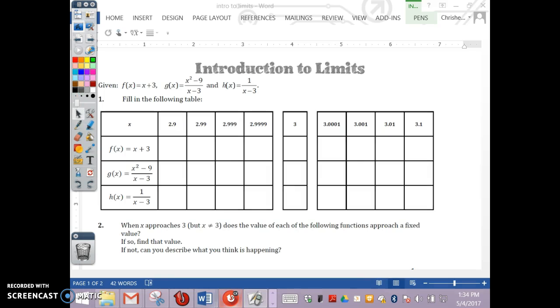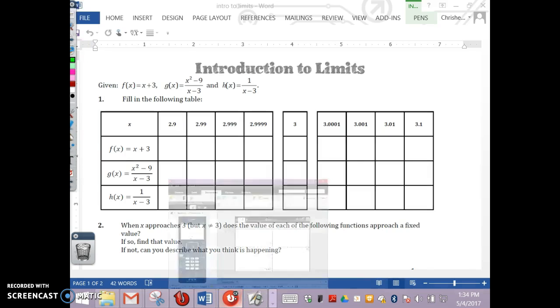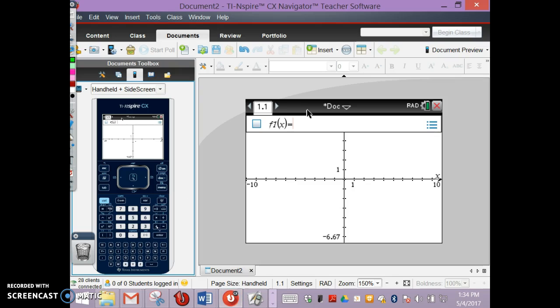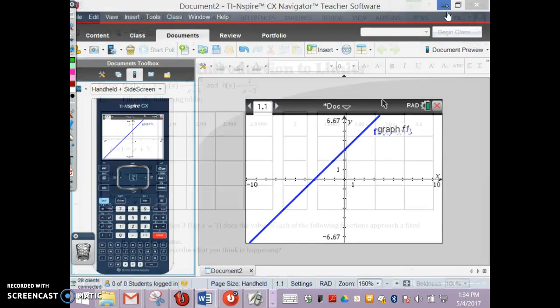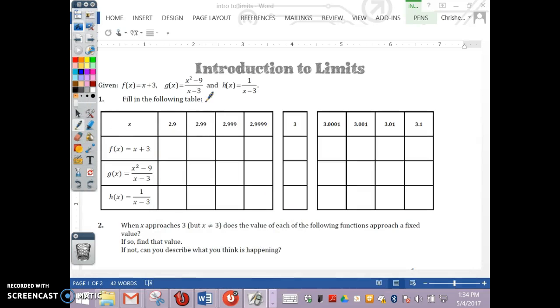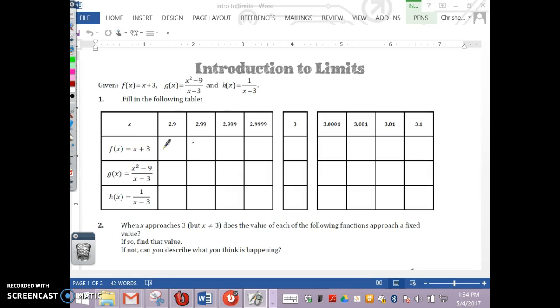First I'm going to go to my calculator and take a look at what this looks like. X plus 3. This is just your general linear function, slope of 1, y-intercept of 3. So let's fill in our table. What happens when we take 3 and plug it in? What's 3 plus 3? 6.